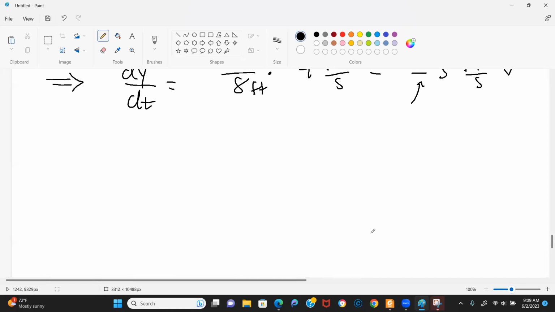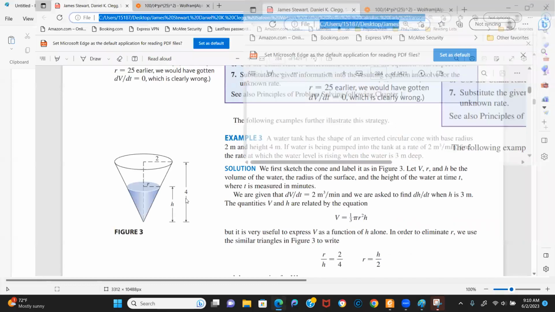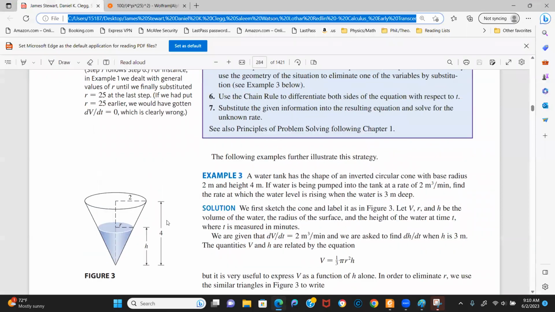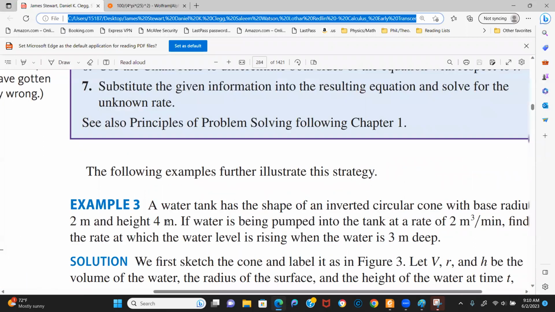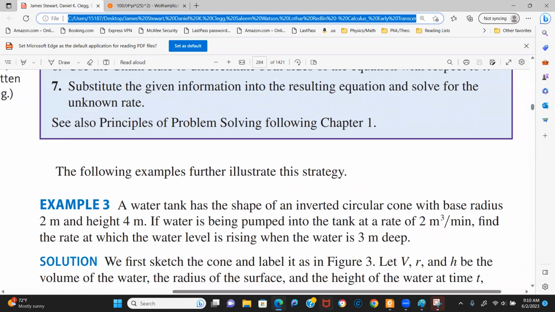All right, I think there's maybe one more problem. Yeah, we'll do one more problem. Let's see. I'm going to pull open the book this time because there's a picture, and I know I'm going to screw it up. So we have this problem right here that a water tank has the shape of an inverted circular cone.